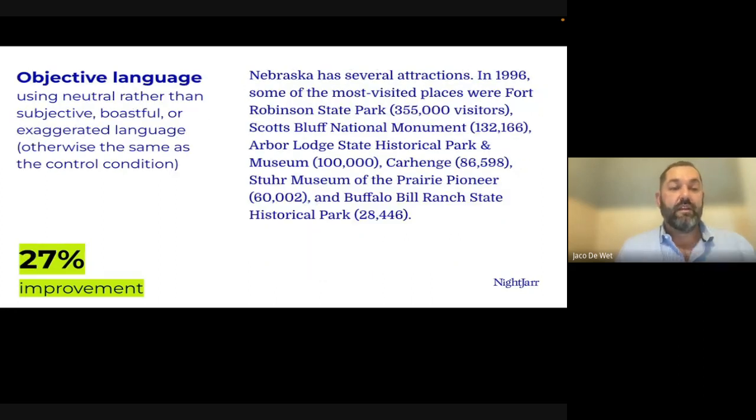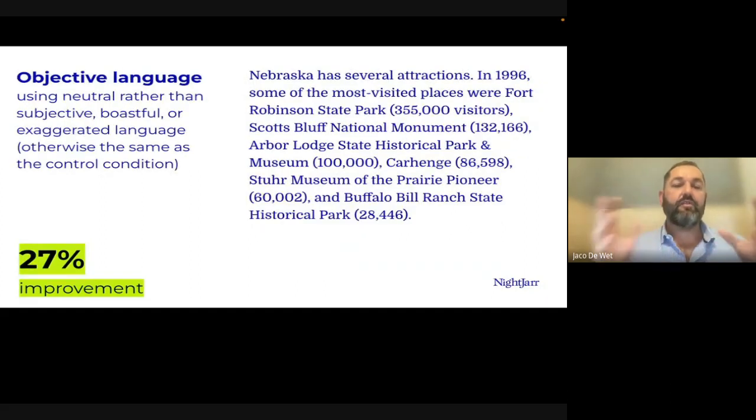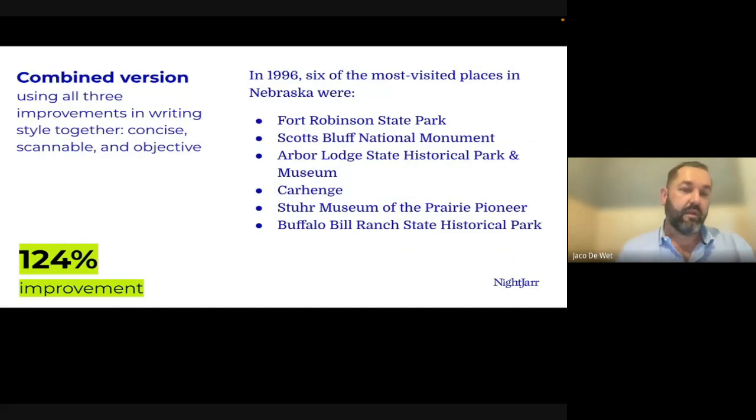Then they wrote it in objective language. So it was more neutral, typically something you would find in a news-type article. You'll see the "every year" and "popular" and all that kind of stuff is gone. They took out the very descriptive words and just made it slightly more objective. That improved it by 27%. Combined, they took all of the writing styles and came up with this copy, and it had an improvement of 124% over the control content.